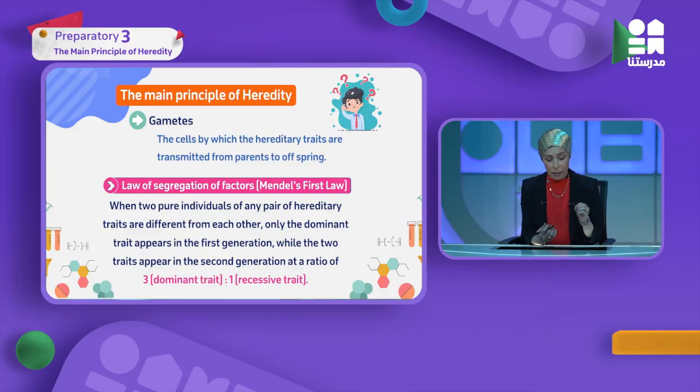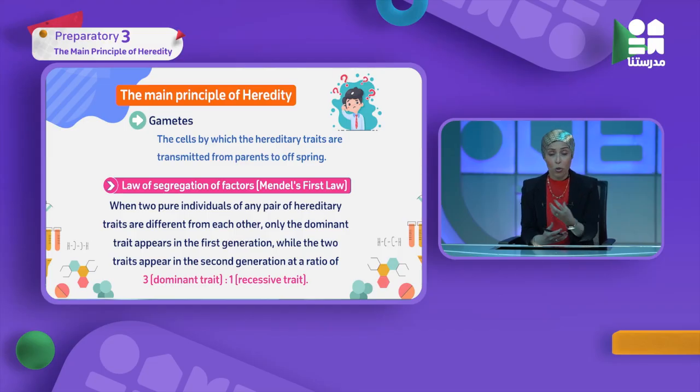What does it say? When 2 pure individuals, as we made before, one yellow and one green, with pure hereditary traits, are crossed, only the dominant trait appears in the first generation, as we saw in the example: all the first generation was yellow color, which is the dominant trait. While the 2 traits appear in the ratio 3 to 1 in the second generation. That is exactly what we did on the board. If you understood the experiment, or the problem, which we did on the board, you can conclude from it the first law, or law of segregation. And we know the meaning of the word segregation: separation.